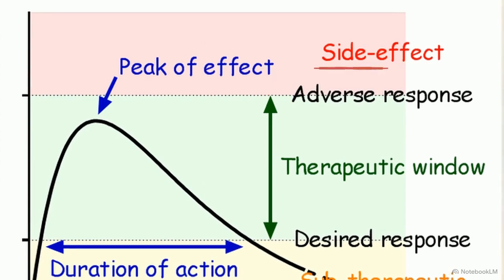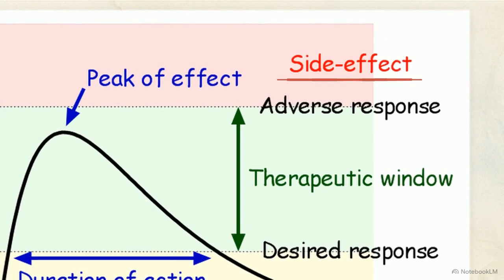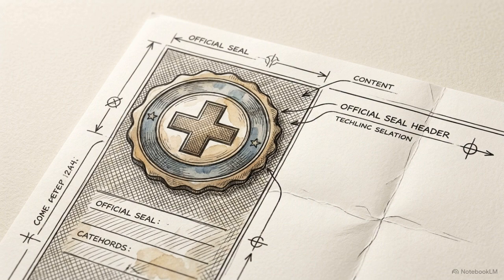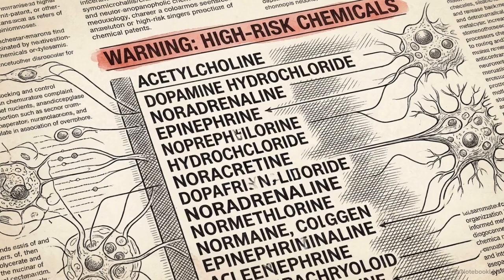When we talk about medication errors with these drugs, we aren't just discussing minor side effects. We are looking at the adverse response zone, where a single mistake leads to catastrophic patient outcomes. Because the risk is so high, clinical practice relies on the Institute for Safe Medication Practices, or ISMP. Their list defines the drugs where the margin for error is effectively zero.